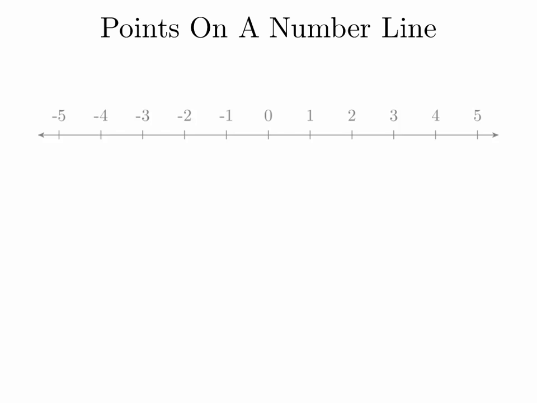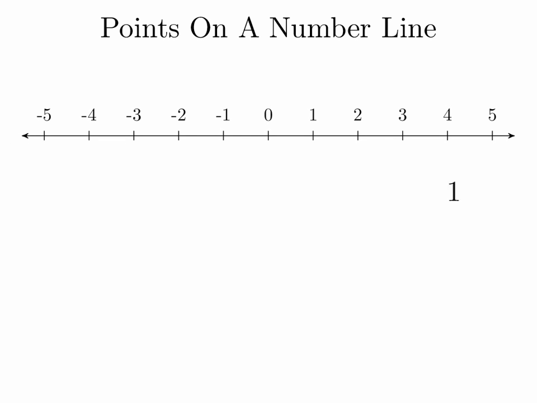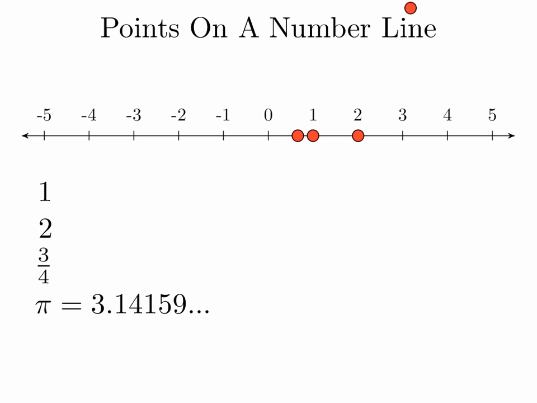So let's map a couple of points on a number line. So number 1, that's 1 step forward. And you probably guessed it that number 2 is going to be 2 steps forward. And then 3/4, well, that's going to be 3/4 steps forward. And then pi, that's going to be 3.14159 steps forward. And then finally, we have the number -4. That's going to be 4 steps back.